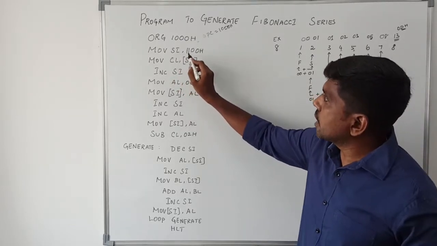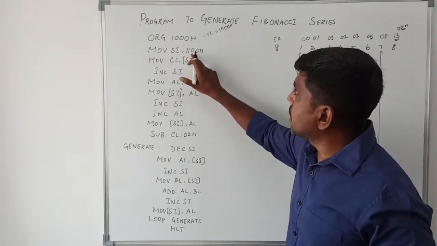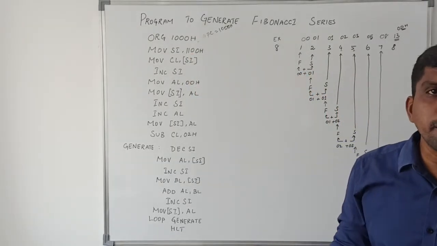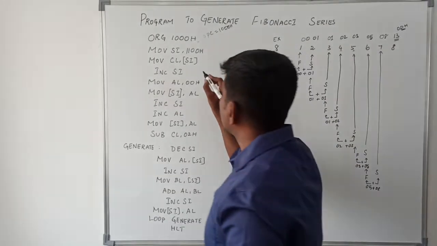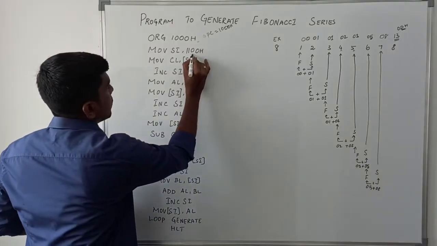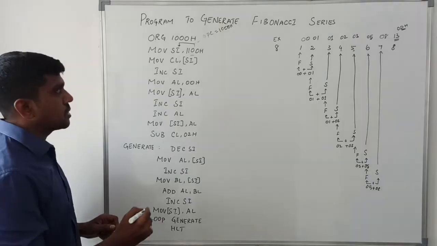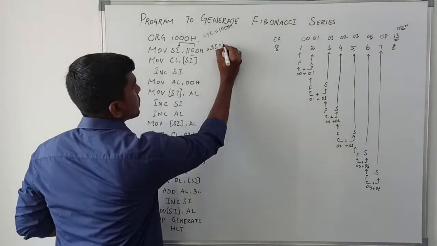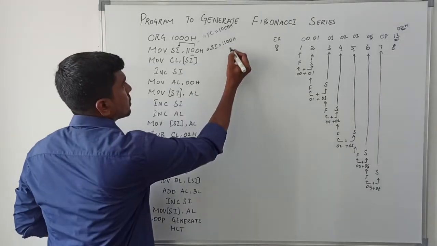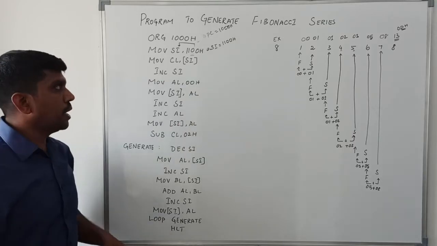So MOV SI, 1100H. This 1100H is immediate data. It's 16-bit data, so this data is considered immediate. After execution of this instruction, this 1100H is transferred to SI. Now the source index value is 1100H. That's the initial memory location for the first data.